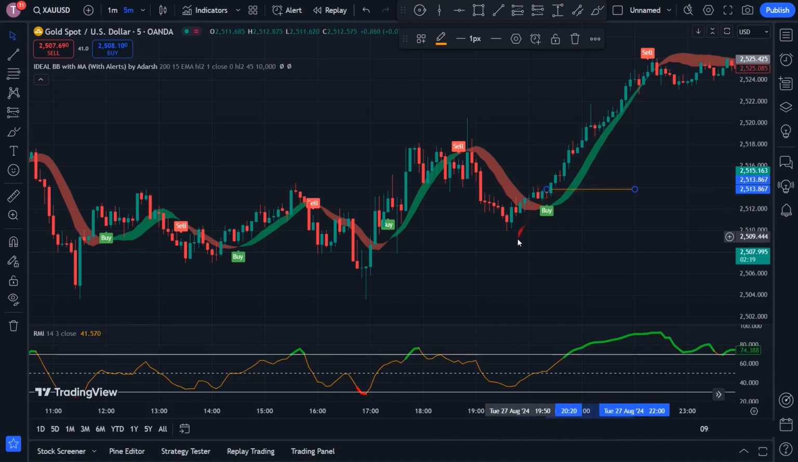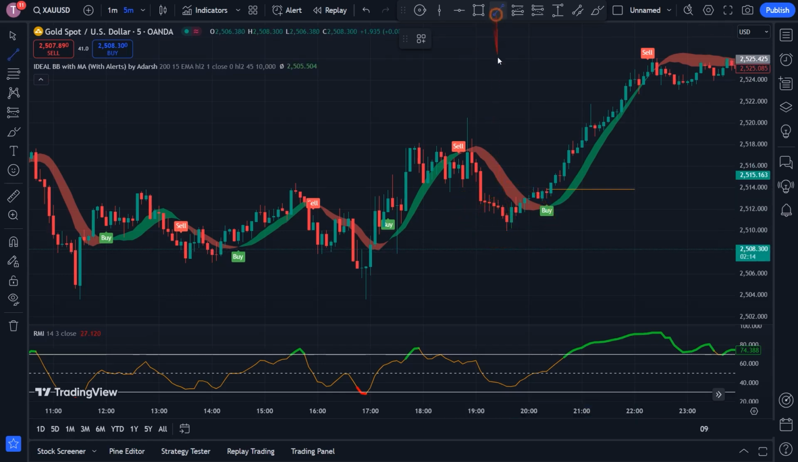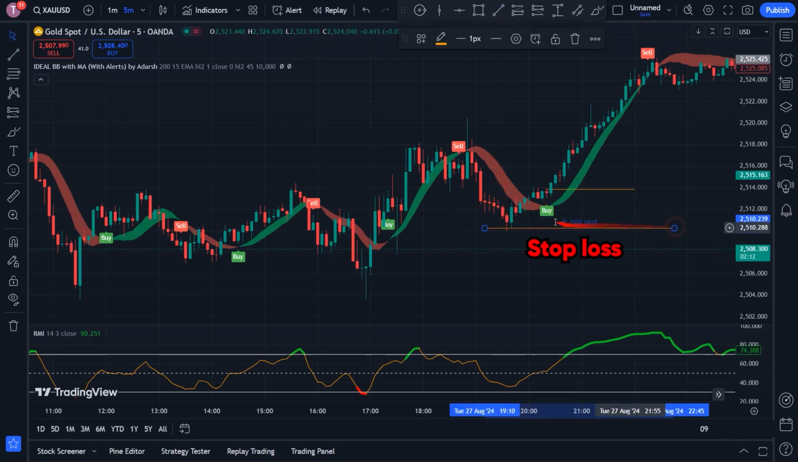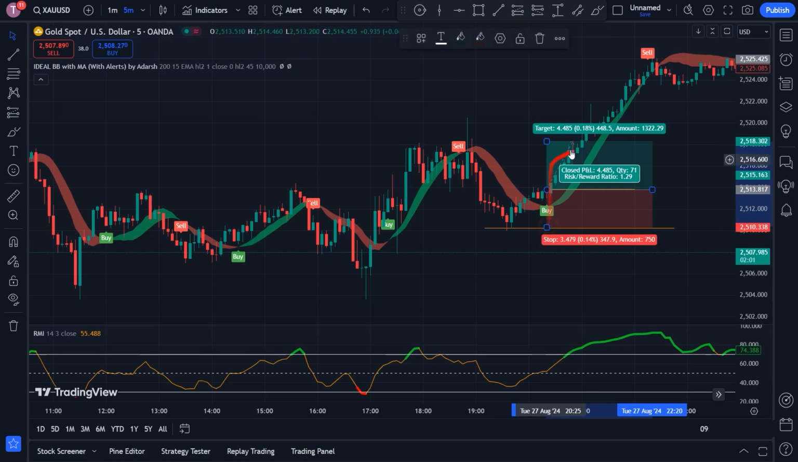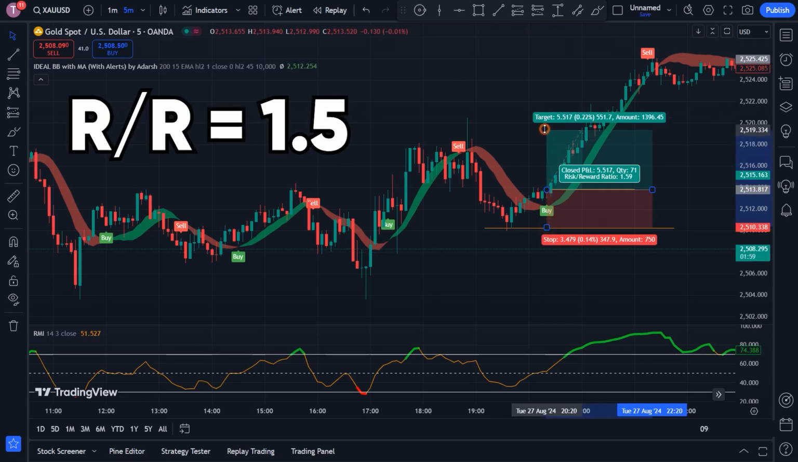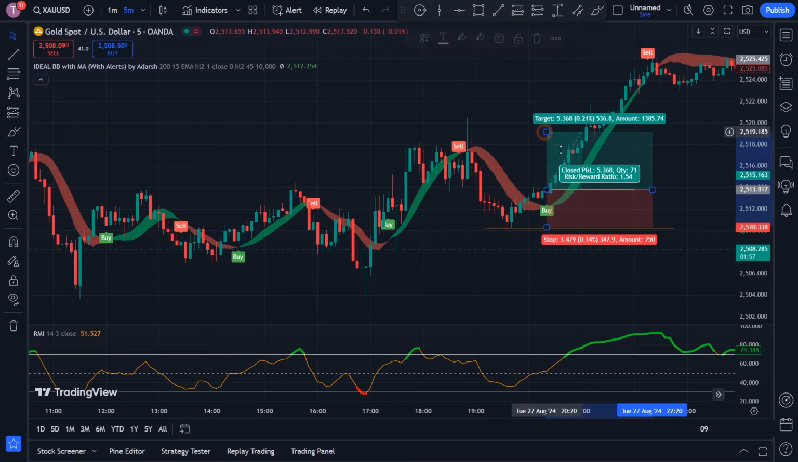Next, we need to set our stop loss. For this, simply find the last swing low and place our stop loss slightly below it. Now we can enter the buy trade, and for the take profit, we can consider a risk to reward ratio of 1 to 1.5. Now we need to wait for the trade to close profitably so we can move on to the next trade.